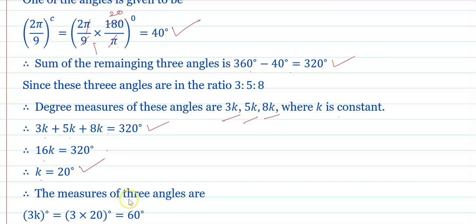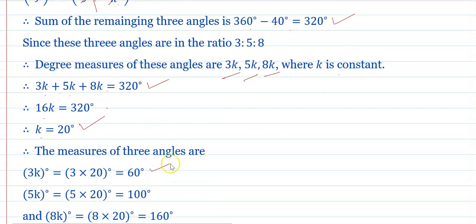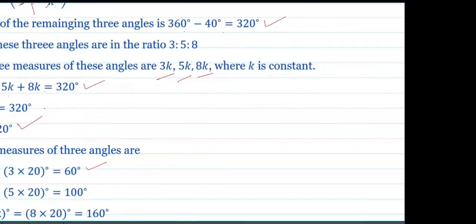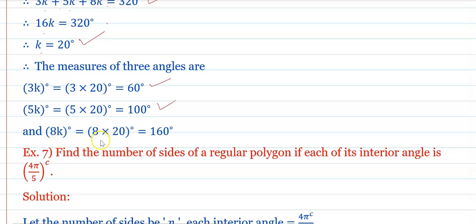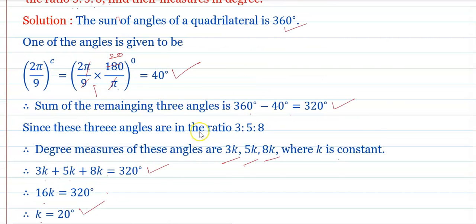The measures of the three angles are: first is 3k, therefore 3 into 20 you will get 60 degree. Second is 5k, that is 5 into 20, you will get 100 degree, and third is 8k, that is 8 into 20 equals 160. Hence these are the remaining angles of the quadrilateral.